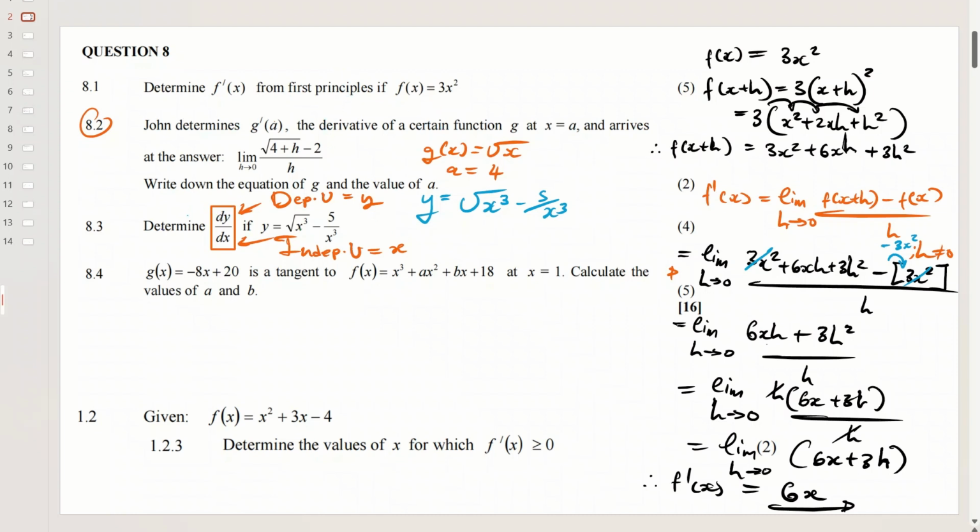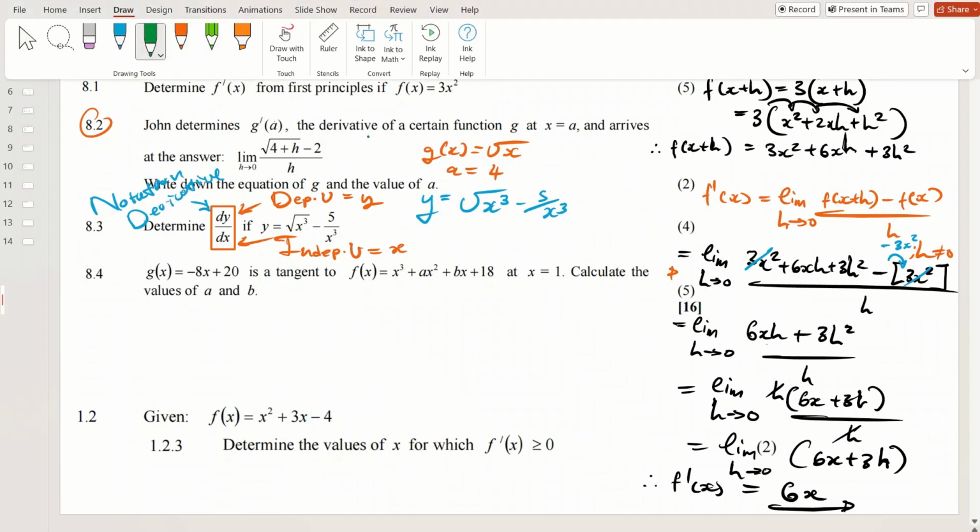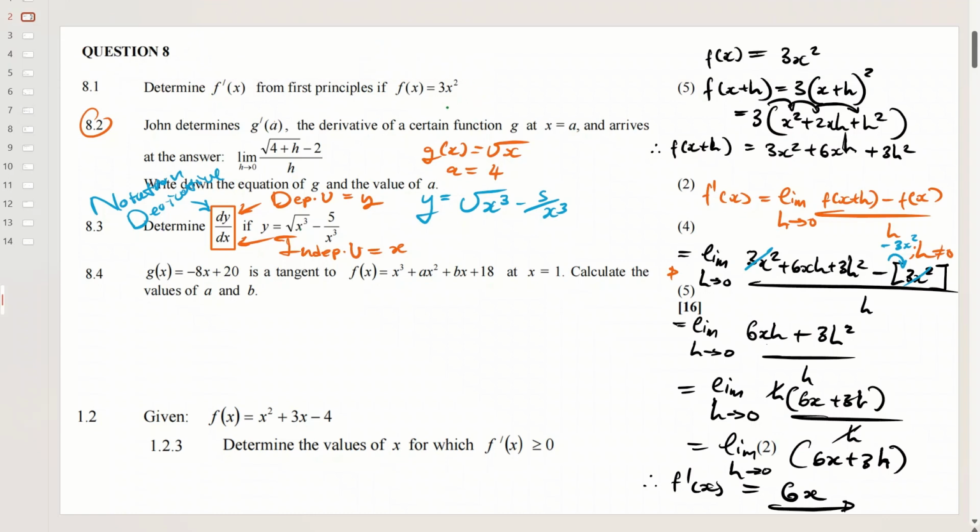Now, when you see something like this, where they say determine the derivative of that, this is another notation for saying you have to take the derivative. So what are we going to use to take this derivative? We are going to apply the basic derivative rules.